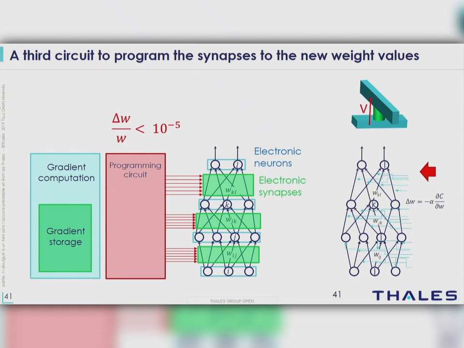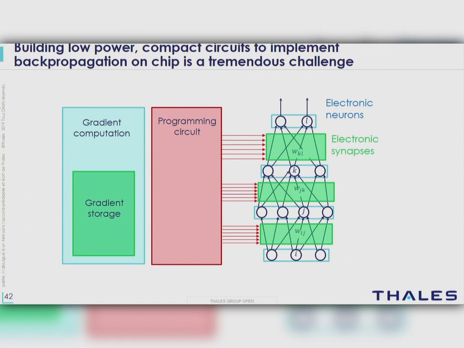Knowing that for backpropagation, often the increments of the weight updates are very small, so it's hard to do with emerging devices. So it is really a big challenge to build a circuit on chip that can do this training. And really, it seems that this backpropagation is not adapted to hardware.